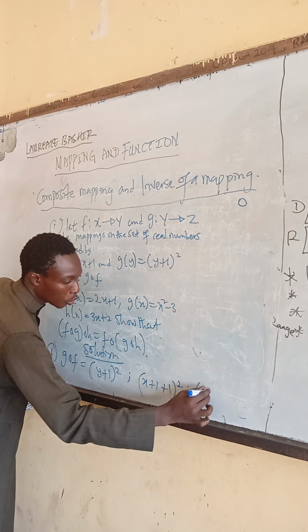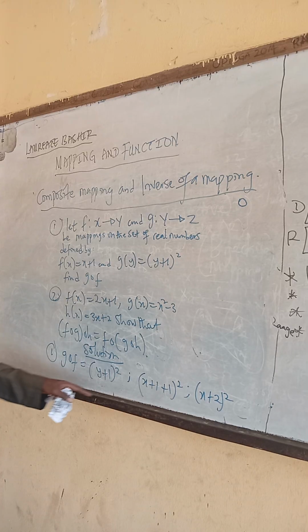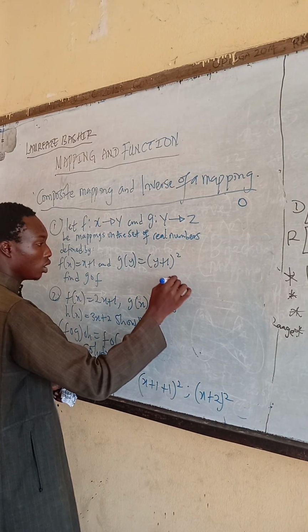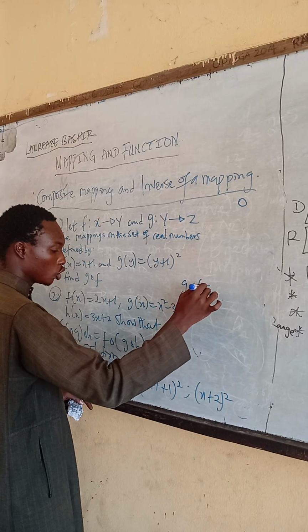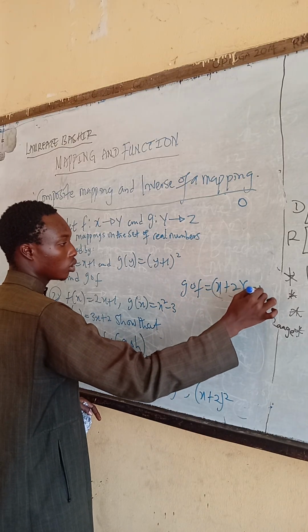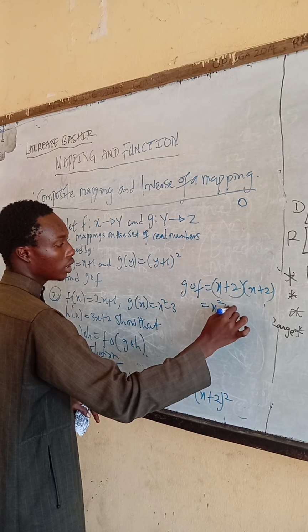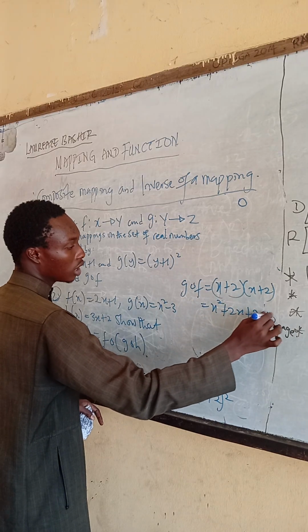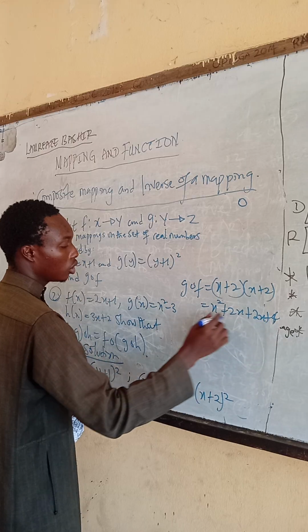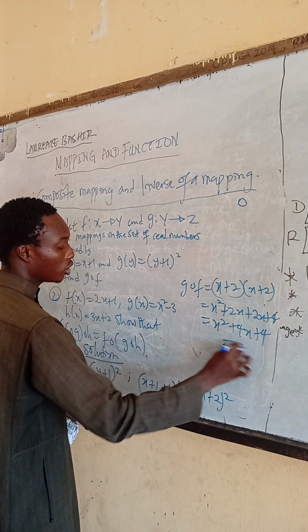So now we're going to have (x plus 2) squared. So open this bracket. If you open this bracket, you're going to have g composite f equals x plus 2 times x plus 2. So x times x, x squared, 2x, 2 times x, 2x, 2 times 2, 4. So you have x squared plus 4x plus 4. So that's your g composite f.